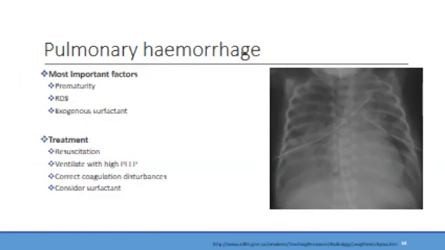Pulmonary hemorrhage in the neonatal period is a serious complication that is often fatal. The most important predisposing factors are prematurity, respiratory distress syndrome, as well as exogenous surfactant.